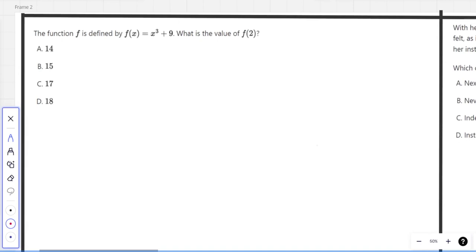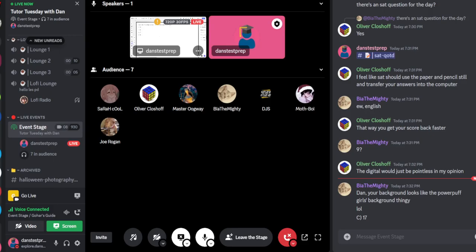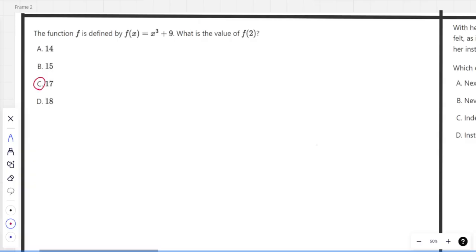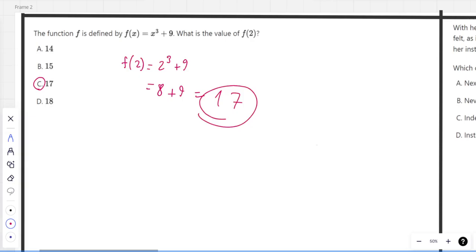A little warm-up SAT problem for you all that I'm sure you guys will get before I'm even done saying this sentence. Let's check. Yeah, C, 17. But how do we get that? Well, function notation is just saying whatever's in these parentheses has to be replacing x. So instead of x, I'll put in 2, which is 2 cubed, plus 9, which is 8 plus 9, which is 17. Very nice warm-up problem.